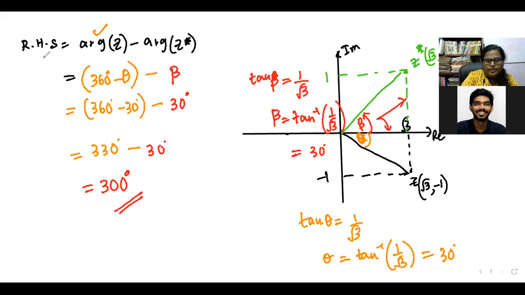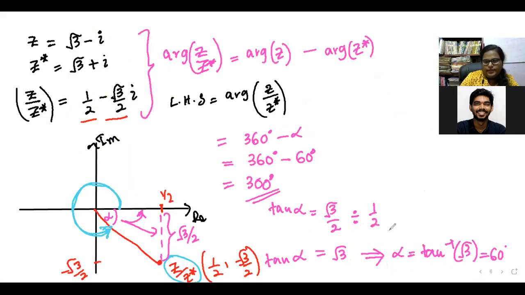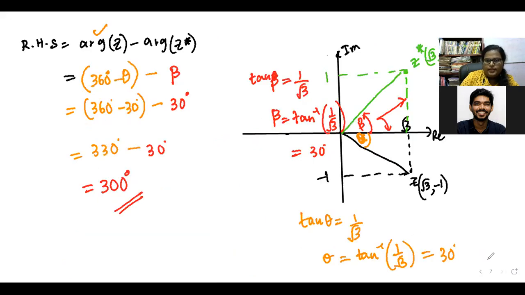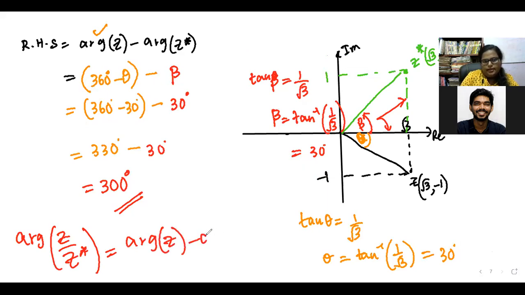So on the right hand side also, you have proved that it equals 300 degrees, and the left hand side also we proved is 300 degrees. So we can verify this result. What is our result? Arg of Z over Z star equals arg Z minus arg Z star. This is the result that we have proved here. Right, is it okay, Risindu, now?